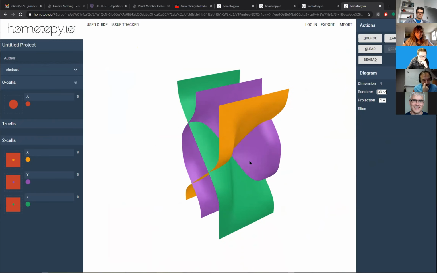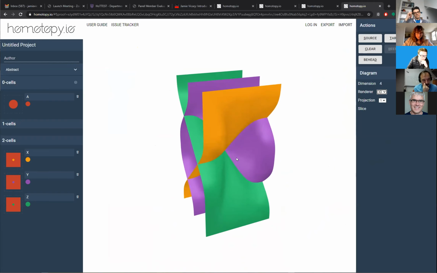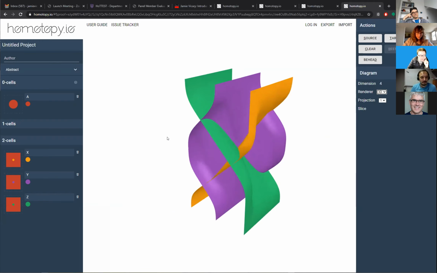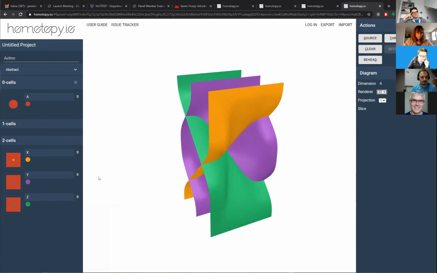So let's look at it from this angle first. So we started off with X, Y, and Z being points. As we were building up our proofs, X, Y, and Z were lines, but in this representation, of course, X, Y, Z are surfaces. We can keep track because of the color scheme.